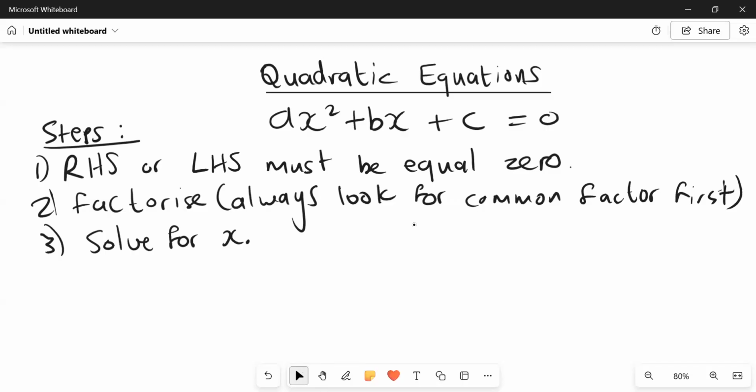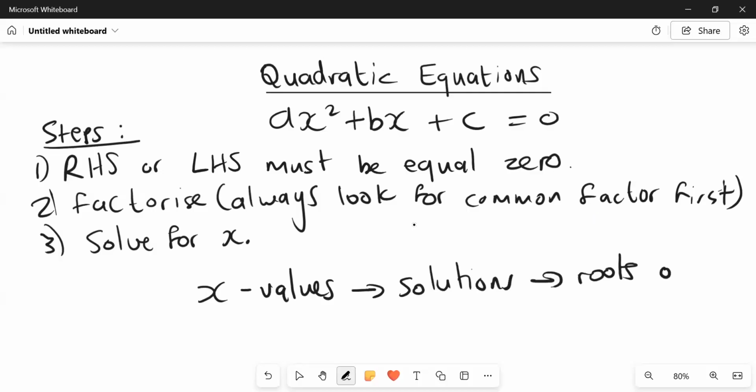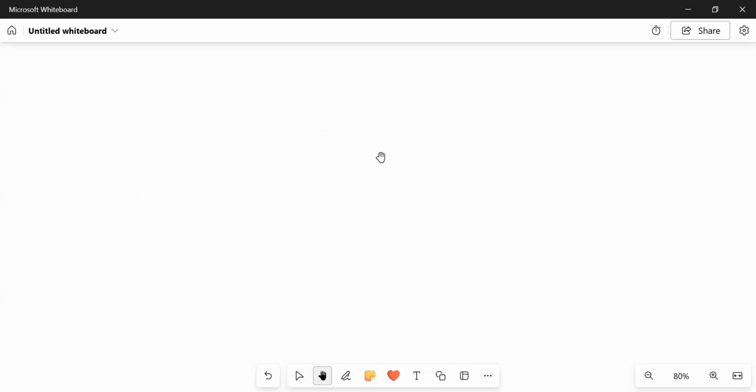So before we continue, x values are called solutions or roots of an equation. So x values, they are solutions, or you can call them roots of an equation. I hope it makes sense.